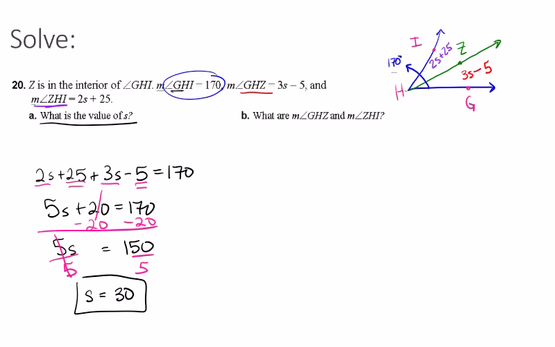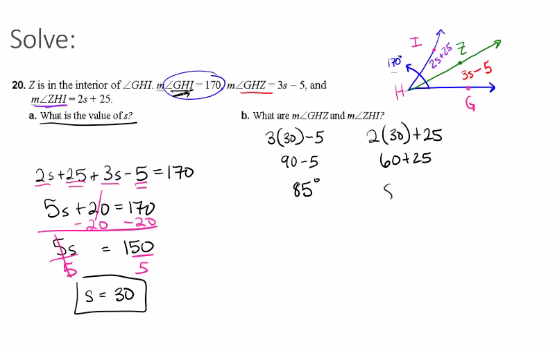And then part B says, what are the measures of GHZ and ZHI? We already know the measure of GHI. That's given. So for the measure of GHZ, that's going to be 3s minus 5. Now that we know s, we can substitute that value. So 3 times 30 minus 5 is 90 minus 5, which is 85. So 85 degrees for GHZ. For ZHI, that value was 2s plus 25, so it's going to be 2 multiplied by 30 plus 25. And so we get 60 plus 25, which is also 85.